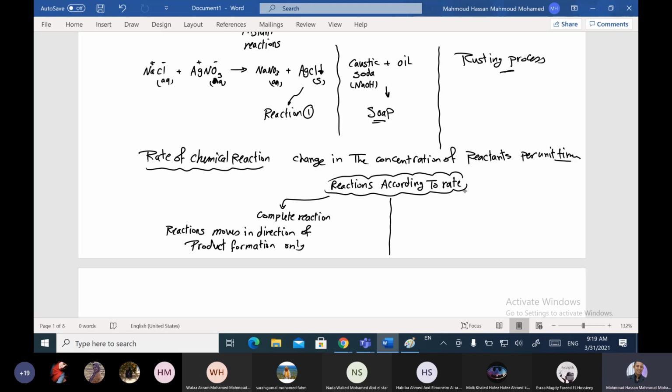And we will find the reversible reaction. In reversible reactions, we will find both reactant and product are found in the reaction medium.